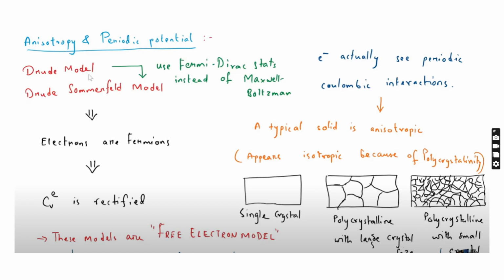Then we found the specific heat of that particular material. With Maxwell-Boltzmann statistics, the CV value came out about 100 times more than the actual value. So this whole thing we discussed last week.